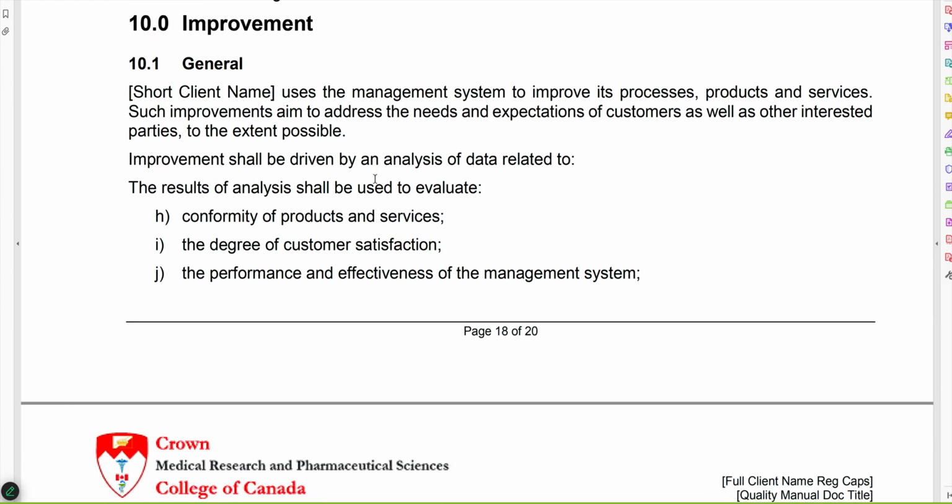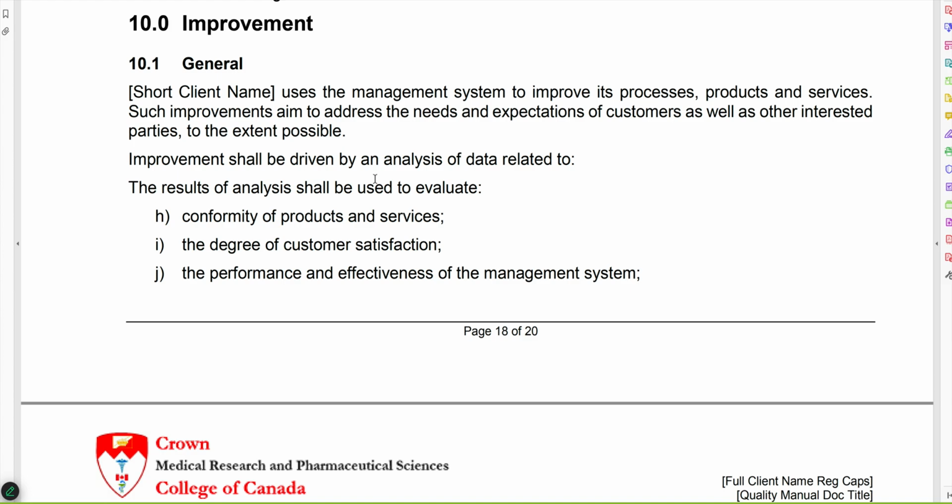Now, the paragraph or section 10 related to improvement, the company has to state that it uses the management system to improve its processes, products, and services. Don't forget again that this is exactly what we do when we are examining or auditing or inspecting a company. We look at the process, products, and procedures, or here, of course, services.